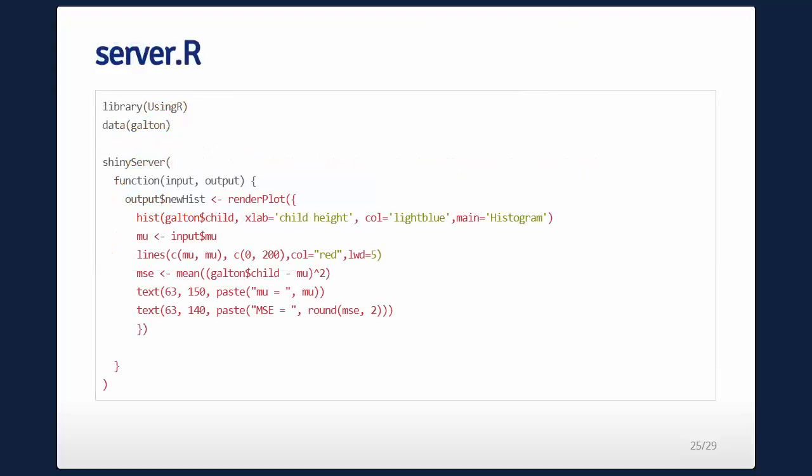Here's my server.r function. It's telling them the data set that I need to grab, any library calls. So here render plot is like render print, only it's going to render a plot. Here's my histogram, and then here's just some generic R code. It grabs the input value, it adds lines at that input value, and then I give the person their mean squared error, and I tell them what their mu value and their mean squared error is.